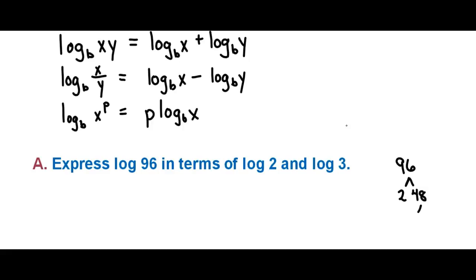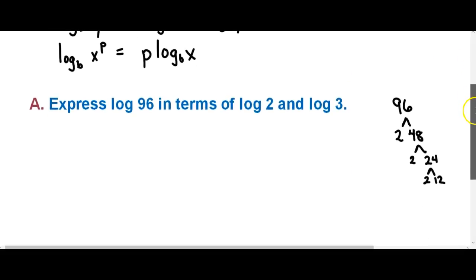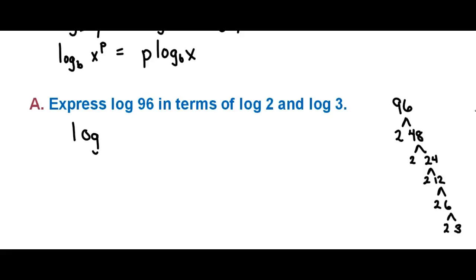And then 48 would divide into 2 and 24. 24 becomes 2 and 12. And 12 becomes 6 and 2. And 6 becomes 2 and 3. So we've got 1, 2, 3, 4, 5 factors of 2 and 1 factor of 3. So we can write 96 as the log of 2 to the 5th power times 3.